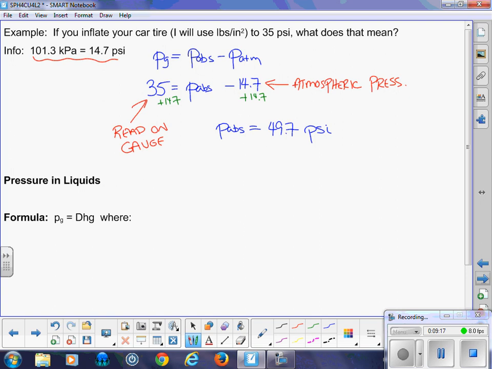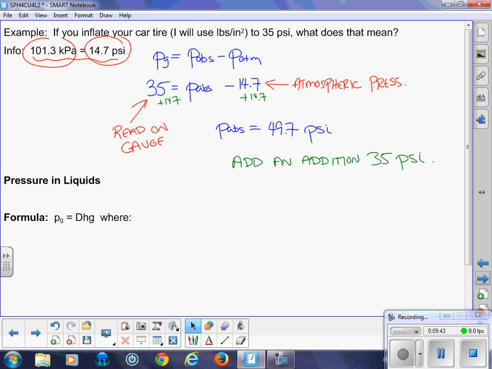So when you put a new tire on, it has 14.7 psi or 101.3 kPa just sitting there. Okay? That's just atmospheric pressure. What we're doing is we're adding an additional 35 psi. So we're going to push that tire pressure above atmospheric, and that's what you're essentially doing there. All right? So that is your gauge pressure, absolute pressure, and atmospheric, and that's how that works.